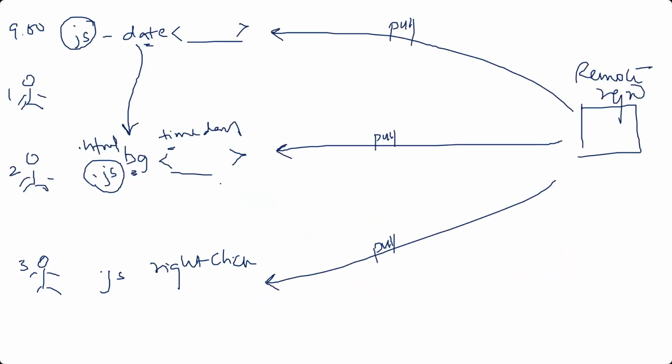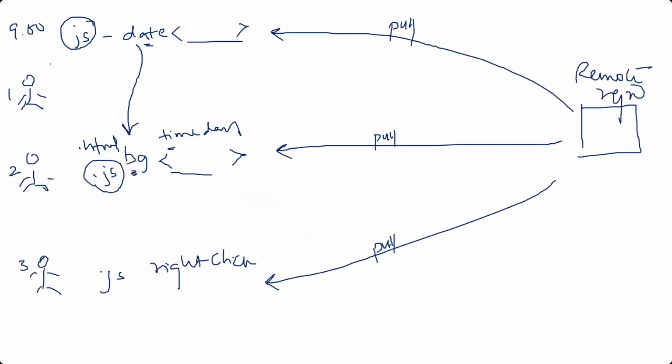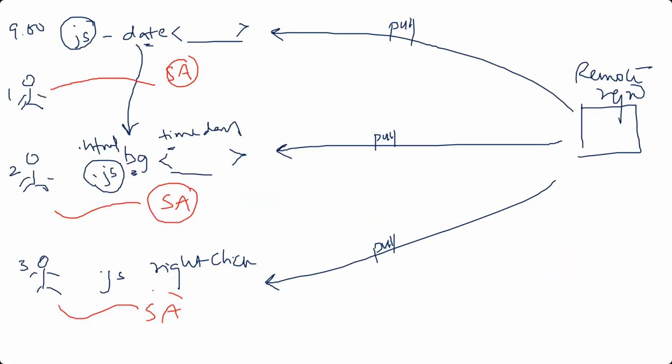Okay, three of them are doing the same pull request. Now they made changes. Okay, let me use a different color for understanding. This is not visible. Now they made changes. Developer 1 pushed it to staging area. Developer 2 pushed it to staging area. Developer 3 moved it to staging area.